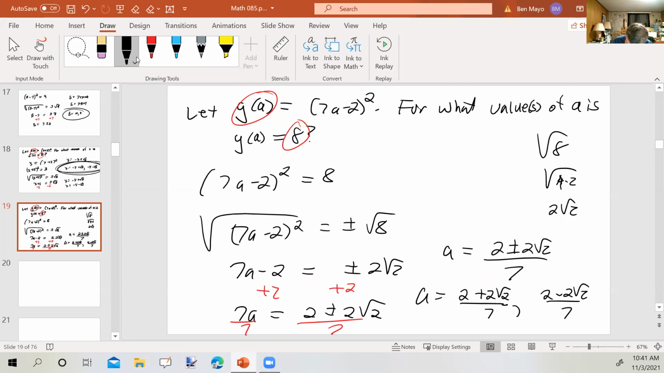Now, make sure that you put this whole thing in the numerator, okay? You don't want to write something like this, okay? Or like this, but that fraction bar should extend over, or under, that entire numerator, okay?